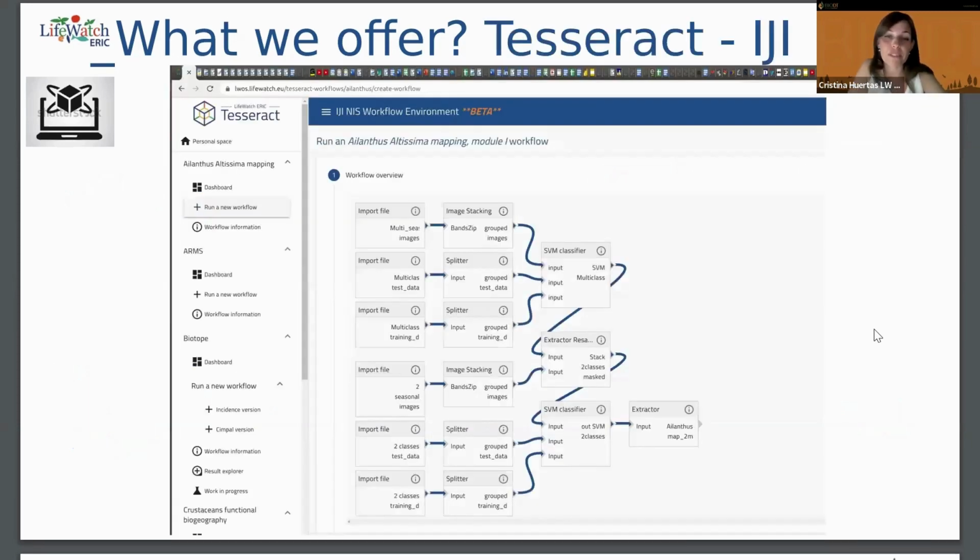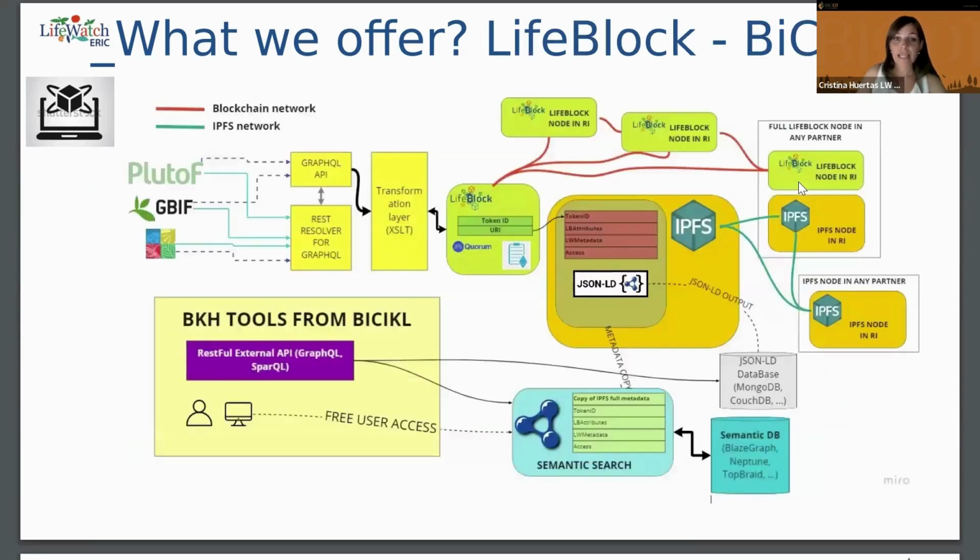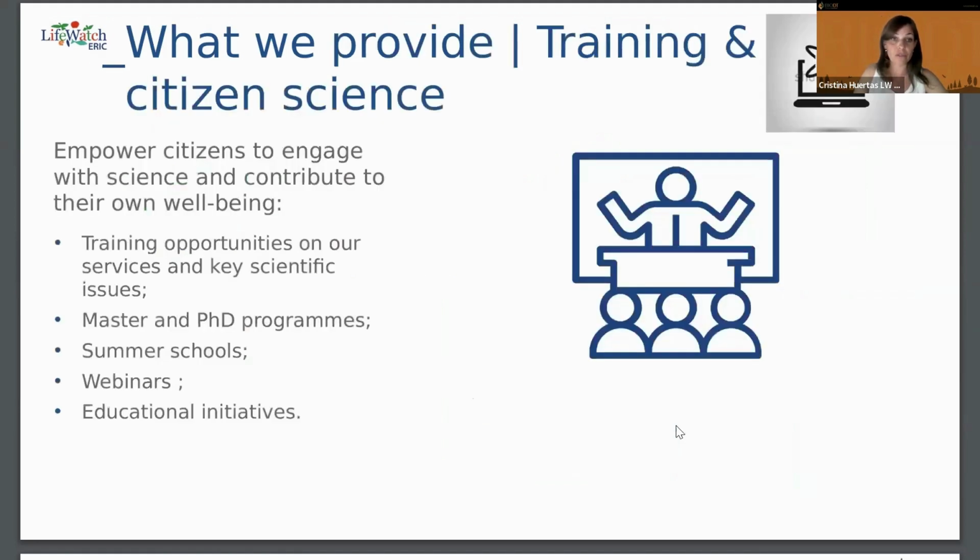This is how a workflow in Tesseract looks like. It can be a bit complex. And this is a Livelock development. As you see, it has 3 main units. The first one is for the engagement of the research infrastructures. Then we have here the main technology that integrates the resources of the Livelock. And each provider can have their own Livelock node. And here you see the 3rd unit, the semantic database. And through the semantic search, the users can have access to all the integrated resources and make complex questions.